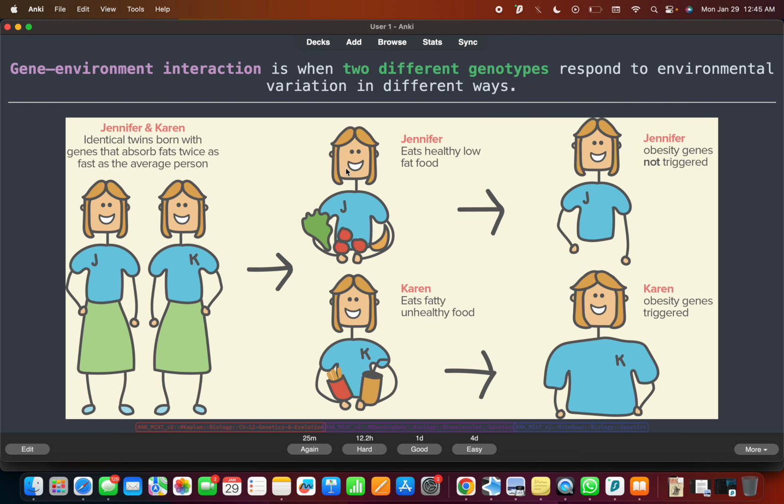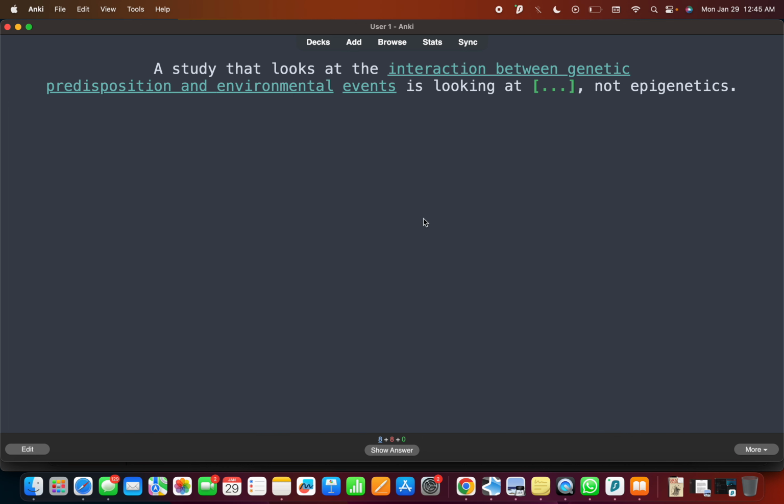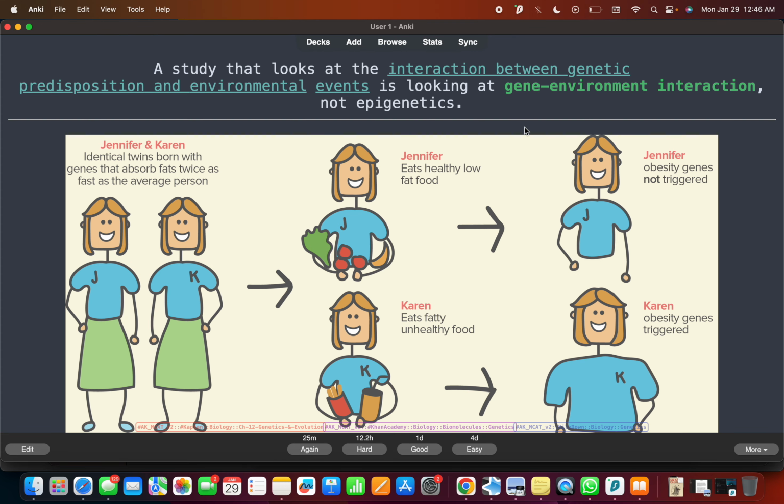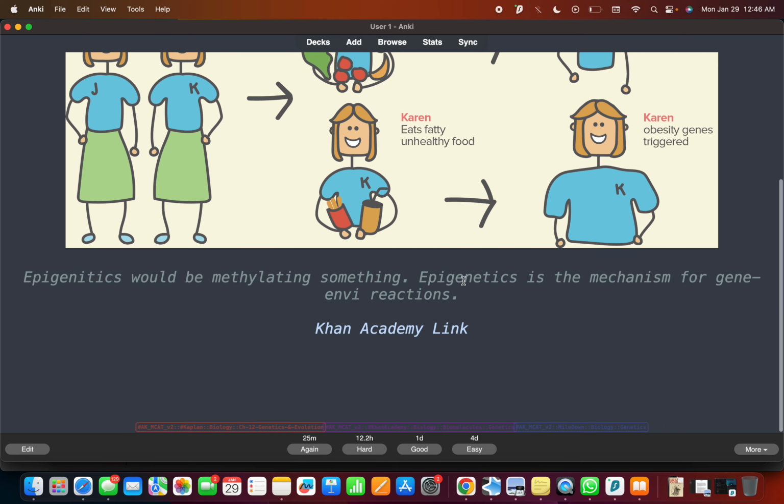But is it two different genotypes or is it the same genotype? A study that looks at the interaction between genetic predisposition and environmental events is looking at what? Not epigenetics. It's looking at gene-environment interaction, not epigenetics. Epigenetics would be methylating something. Epigenetics is the mechanism for gene-environment interaction. So the mechanism, like natural selection that we had, the mechanism for gene-environment interaction is epigenetics. It's like methylating the DNA.